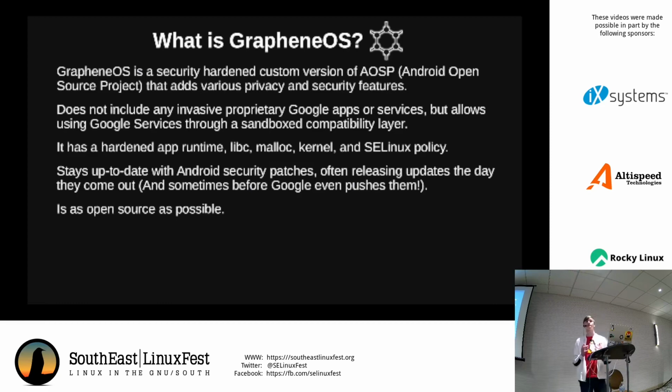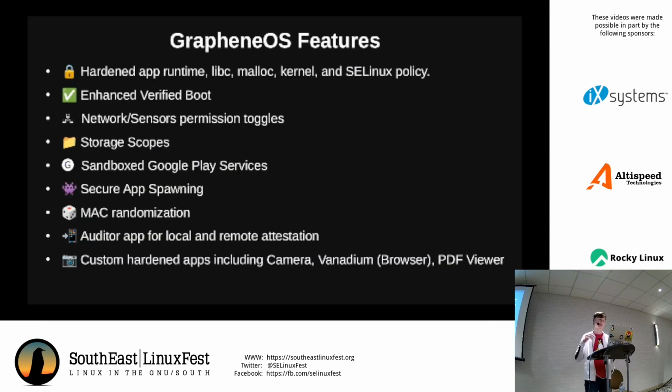And what is GrapheneOS? GrapheneOS is a security-hardened custom version of AOSP that adds various privacy and security features. It does not include any invasive proprietary Google apps or services, but allows using Google services through a sandboxed compatibility layer if necessary. It has a hardened app runtime, libc, malloc, kernel, SELinux policy, and it stays up to date with Android security patches, often releasing patches the day they come out, and sometimes even before Google pushes them. And it is as open source as possible. So that's most of the operating system. Sometimes there's drivers or firmware that's proprietary, but they have made it as open source as they could.